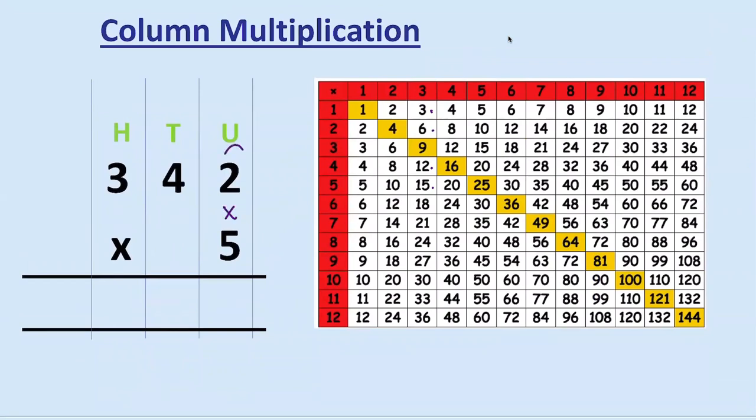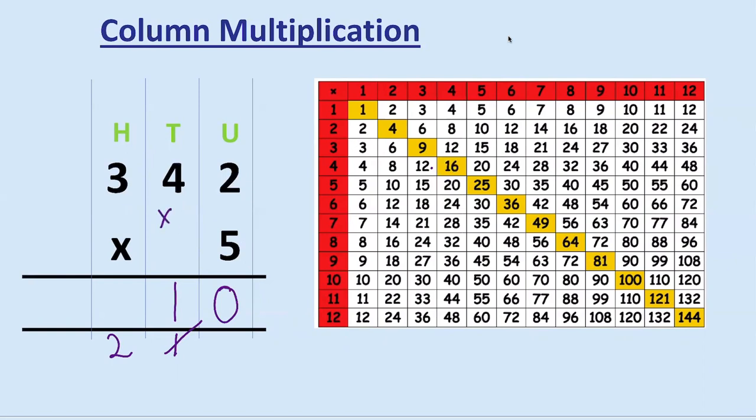Okay, first step, 2 times 5. 2 times 5, 1, 2, 3, 4, 5. Good, 10. Next part, 4 times 5. Let's go back over to our times table square. 4 times 5, 1, 2, 3, 4, 5. 20. Now, 20, add the troll. 21. 1 goes here, 2 goes here. We've used that one.